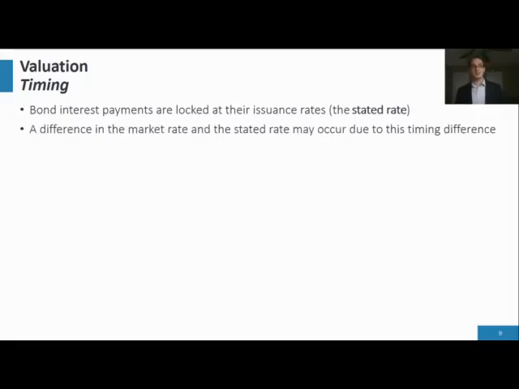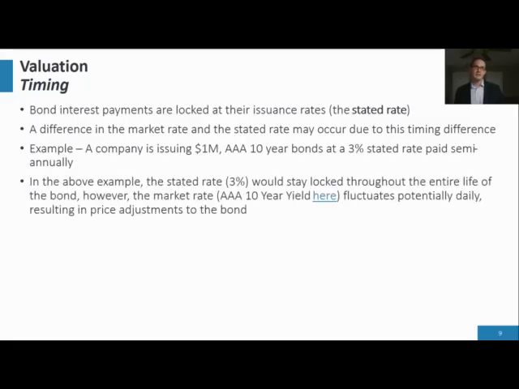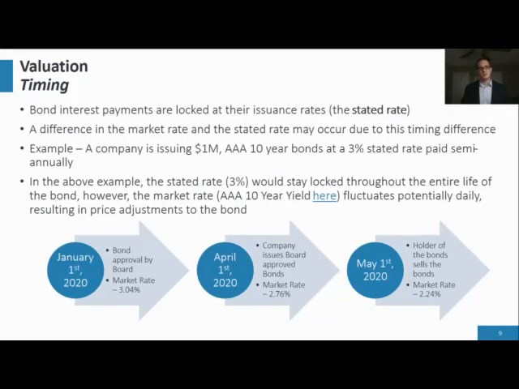So our valuation discussion's really going to be focused on this difference between the market rate and the stated rate due to the difference in the timing of the purchase of investments. So let's use this example, and I'm going to walk through a timeline below. So a company is issuing 1 million AAA 10-year bonds at a 3% stated rate paid semi-annually. In this above example, the 3% rate would stay locked throughout the entire life of the bond. However, the market rate, let's say it's a AAA 10-year bond, you can look at the rates on the slide here, fluctuates potentially daily, resulting in price adjustments to the bond. So let's use this timetable, and this is using the rates in that hyperlink so you can really see the illustration.